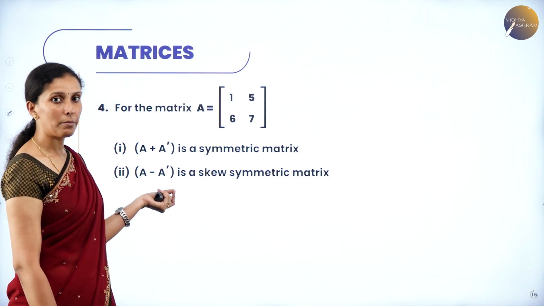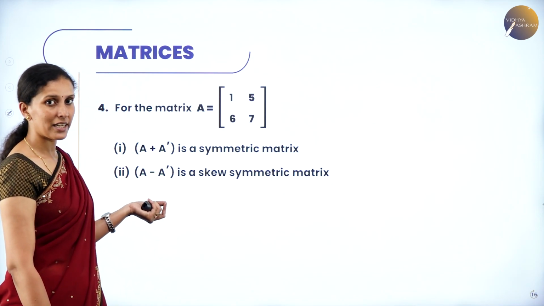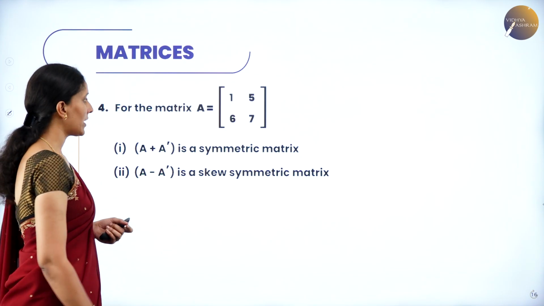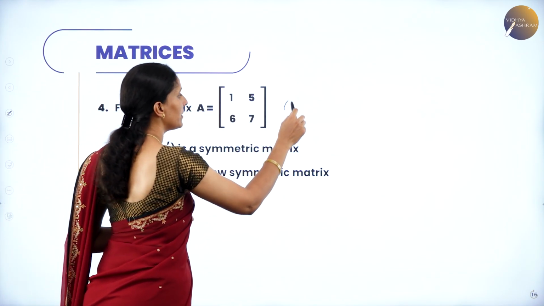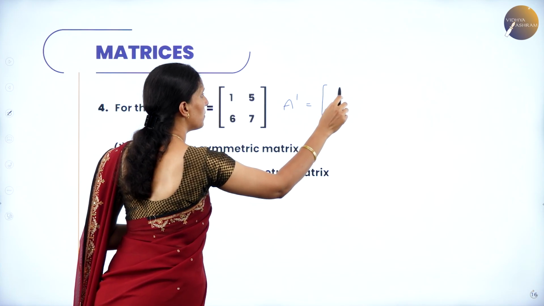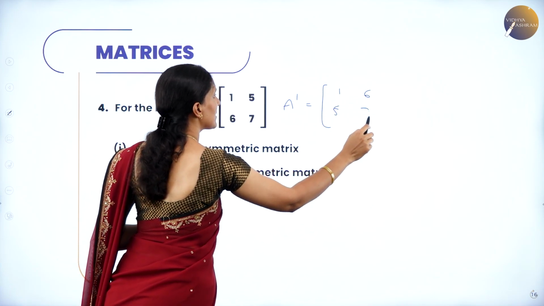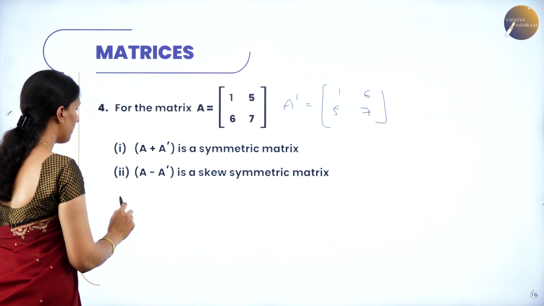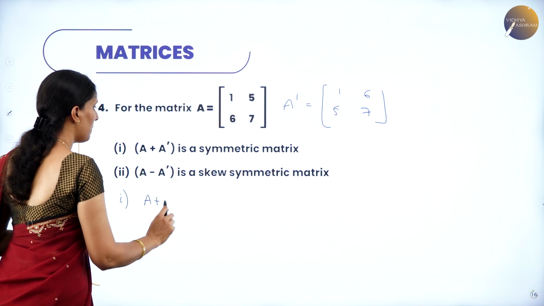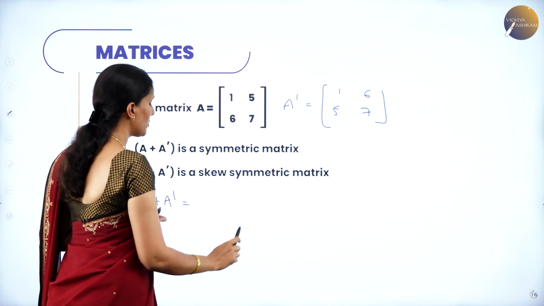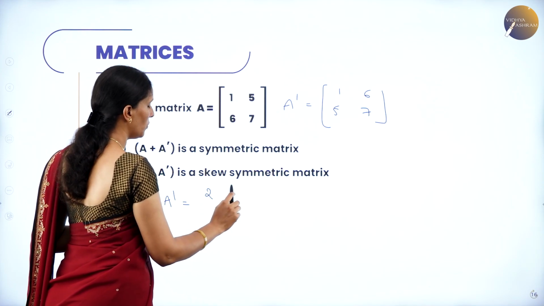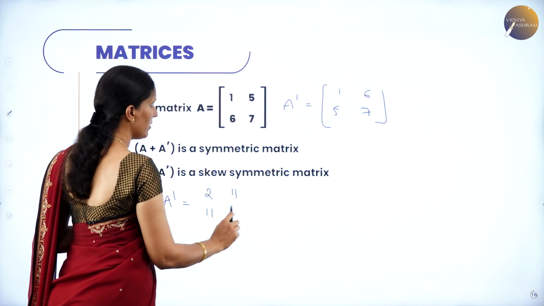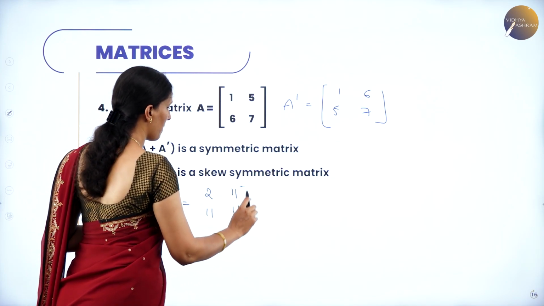So this is from the theorem. We already know that by taking an example. Let's prove it again. So we have A here. Let me take A transpose. What is A transpose? 1, 5, 6, 7. So here first one, A plus A transpose. How much we will get? 1 plus 1, 2, 11, 11, 7, 7, 14.